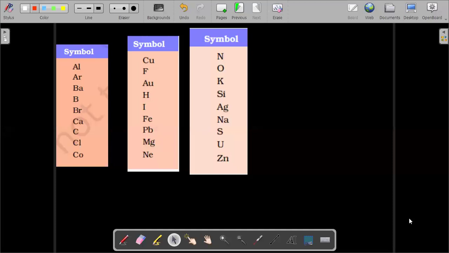See, read it once more on your own. I'm giving you just one minute. Read all the symbols on your own, and note down the symbols where you find difficulty. Sir, what is Pb? It's lead, no? Yeah, Pb is lead.